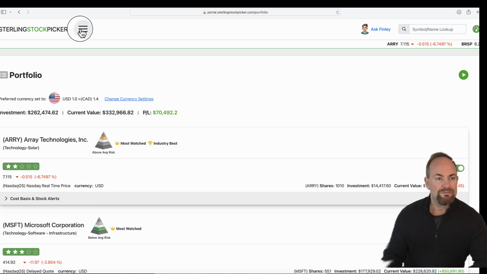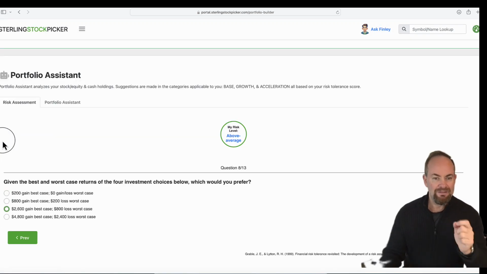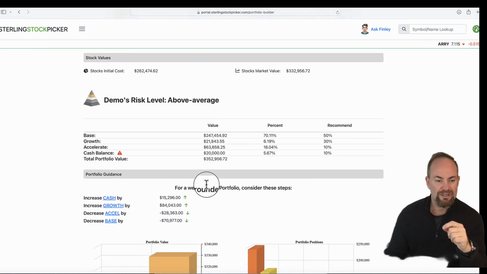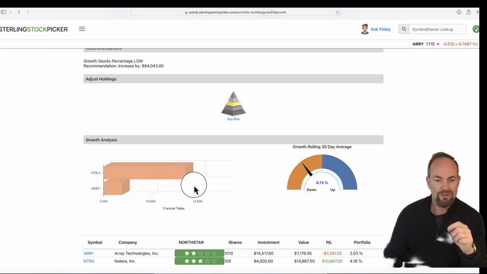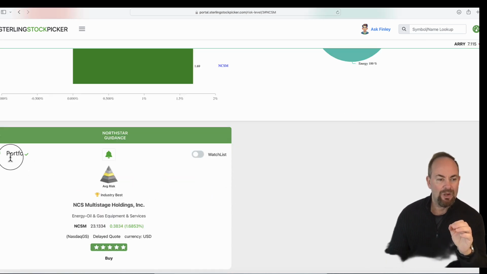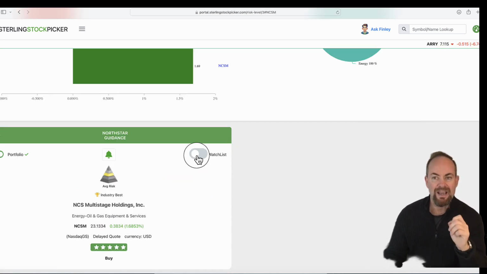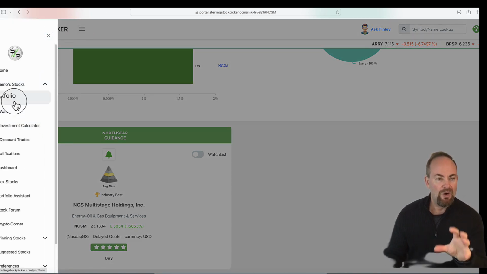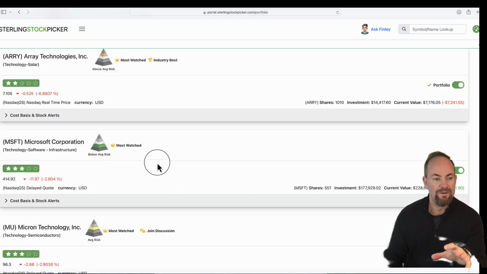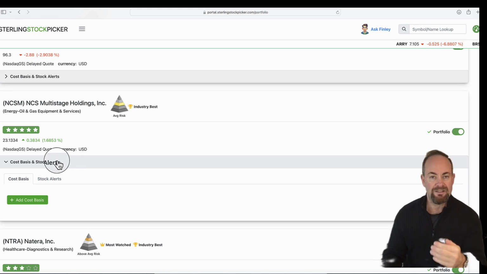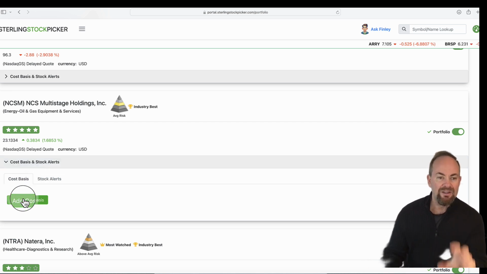So I didn't recall the ticker symbol. Let me go get the ticker symbol again. Increased growth, average risk, NCSM. So that's what I'm looking for in the portfolio part. So I go back to portfolio, I scroll down, and when I see NCSM, I'm going to click cost basis and stock alerts. We're going to add a cost basis.